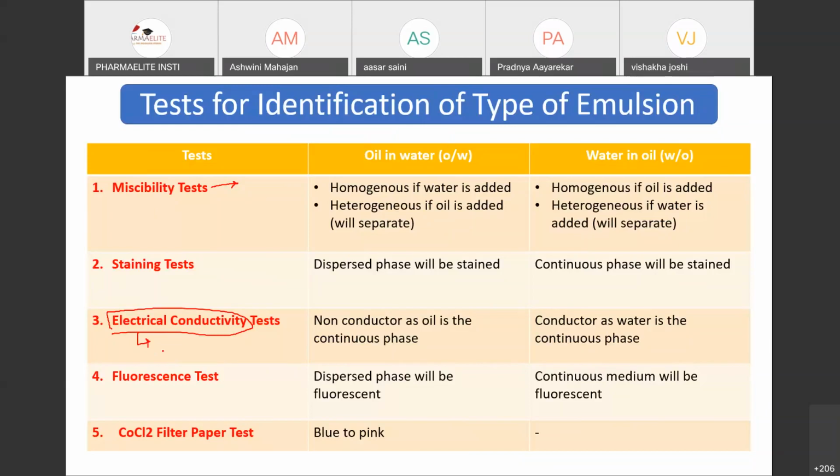Oil and water phase, we all are aware, it is the water which conducts electricity. If I pass an electric current through an emulsion, and I want to see whether it is conducting electricity or not, if it conducts electricity, what will its external phase be? Whether its external phase will be water or oil.